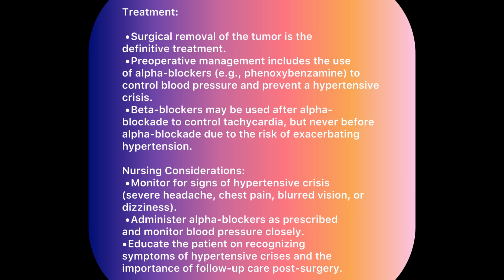Preoperative management includes the use of alpha blockers, for example, phenoxybenzamine, to control blood pressure and prevent a hypertensive crisis. Beta blockers might be used after alpha blockade to control tachycardia, but never before alpha blockade due to risks of exacerbating hypertension. And the important nursing considerations are: monitor for signs of hypertensive crisis, which are severe headache, chest pain, blurred vision or dizziness. Administer medications as per doctor prescription. Educate the patient on recognizing symptoms of hypertensive crisis and the importance of follow-up in the post-surgical phase.